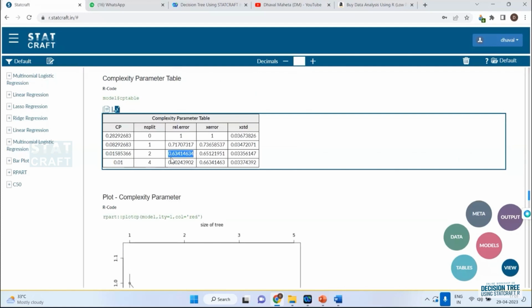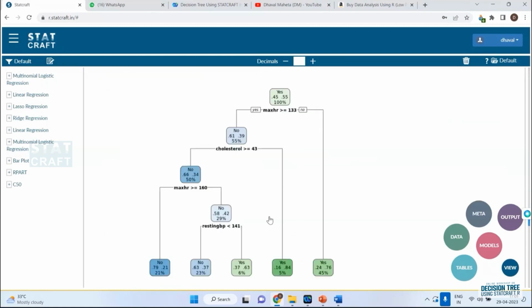And wherever that point is, you will decide that the number of splits should be 2. It will give you the answer that this is the optimum number of splits. So the number of splits is 2, meaning 1 and 2. You should not go beyond this, otherwise your accuracy will decrease. Okay, number of splits should be 2.